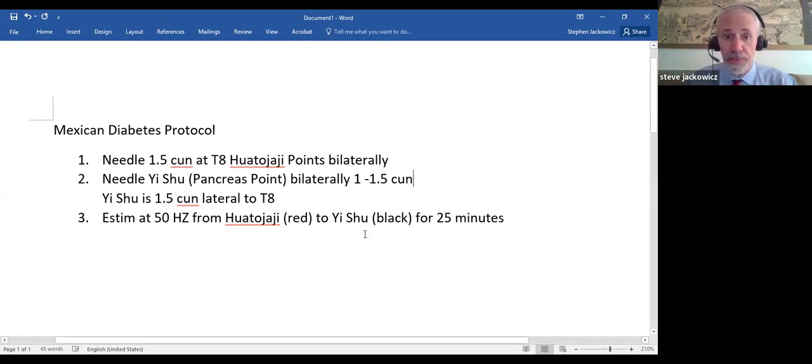Okay. Then put Easton, electrical stimulation, at 50 hertz, right? That has the red clip at the Huatojiaji point and the black clip at Yishu. So there's one on each side. And you run the electricity. You bring the intensity up to where they feel it, but it doesn't hurt. And you run that for 25 minutes. That's their protocol. This protocol shows reduction in sugar and in A1C.